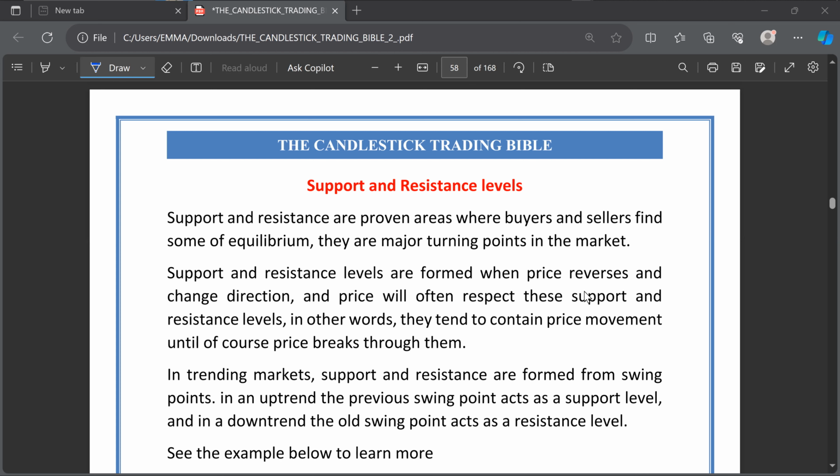So now let's focus on today's agenda. We are on support and resistance levels. Now, this is one of the factors of confluence, especially for the intermediate trader or the amateur, the beginner.